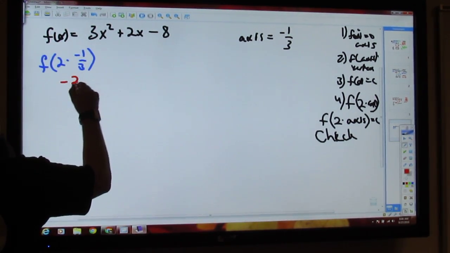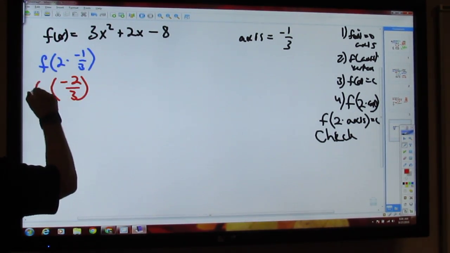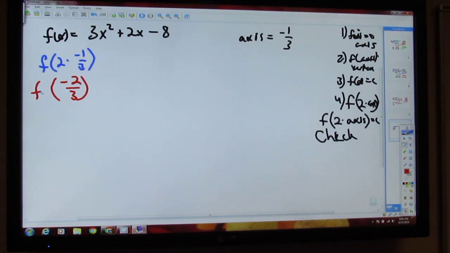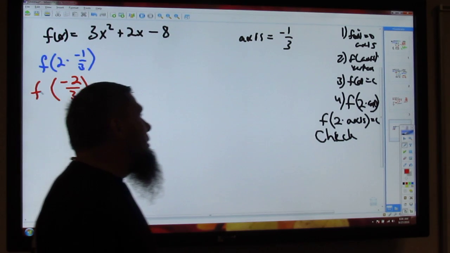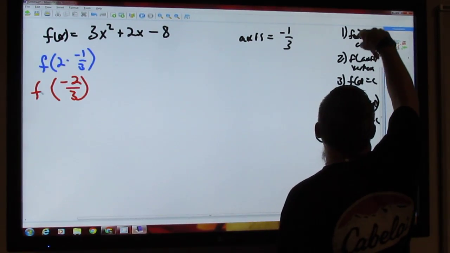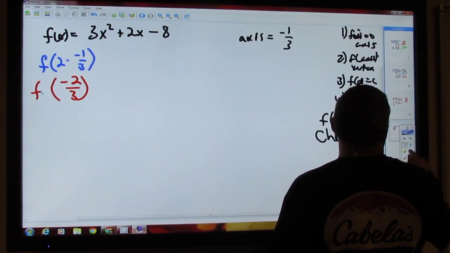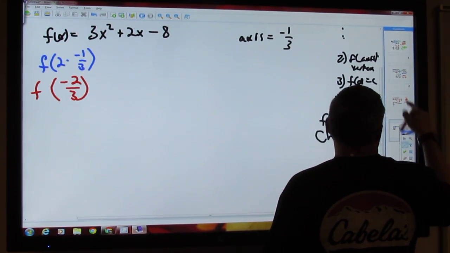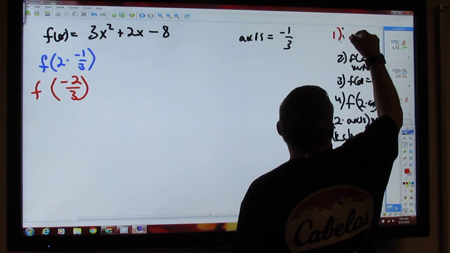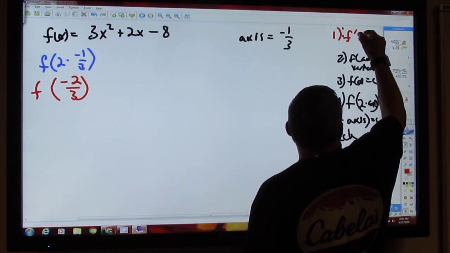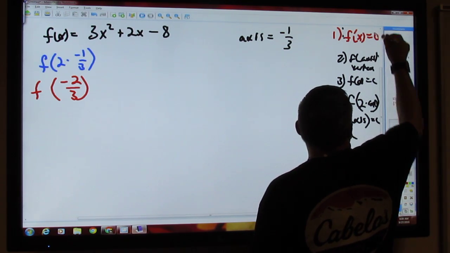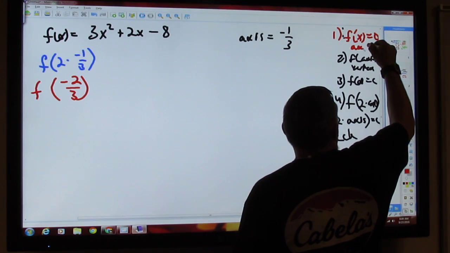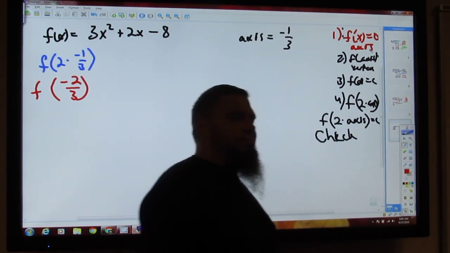Negative 2/3, right? What does that say? Number 1 is that f prime of x equal to 0 is what we call the axis. That was our first step.